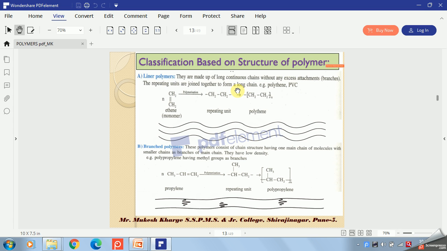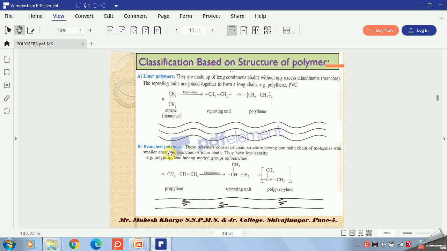So let us discuss the example polythene. If we take n molecules of ethene, it undergoes polymerization to form (CH2-CH2)n, polythene. If we observe this structure of polythene, all the atoms or groups are in a single chain, they form a long continuous chain. There are no branches. Such a polymer is called a linear polymer.